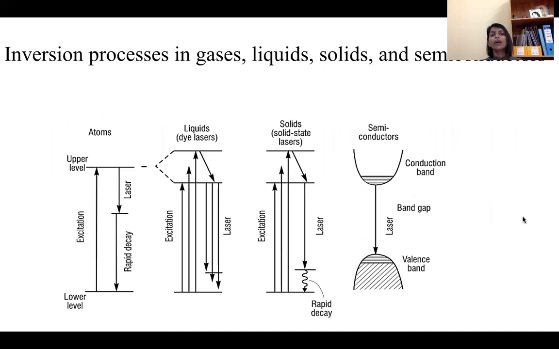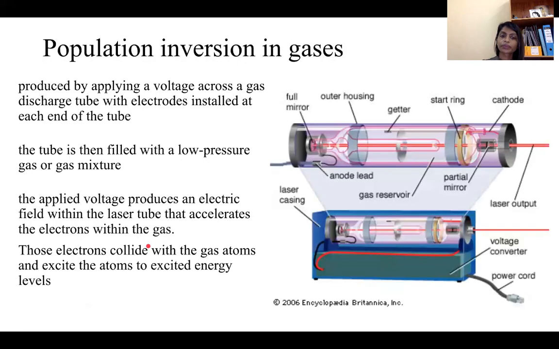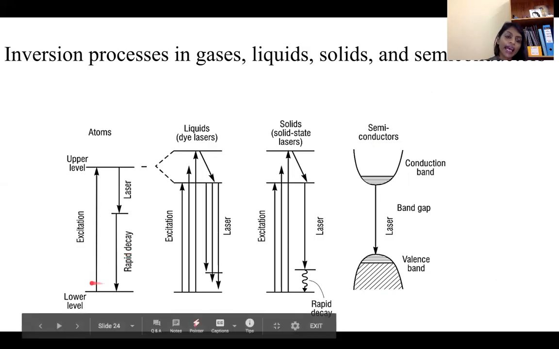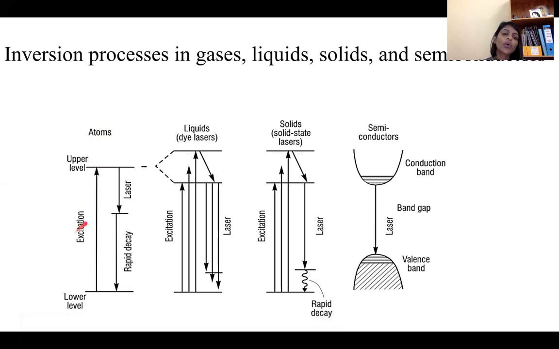So then, depending on the active medium of the laser, they can be liquid, they can be solids, they can be semiconductors, or they can be gas. So in the gas, what happens? In the gas, they have gas atoms. So we have an atomic process here. So the gas, what happens?